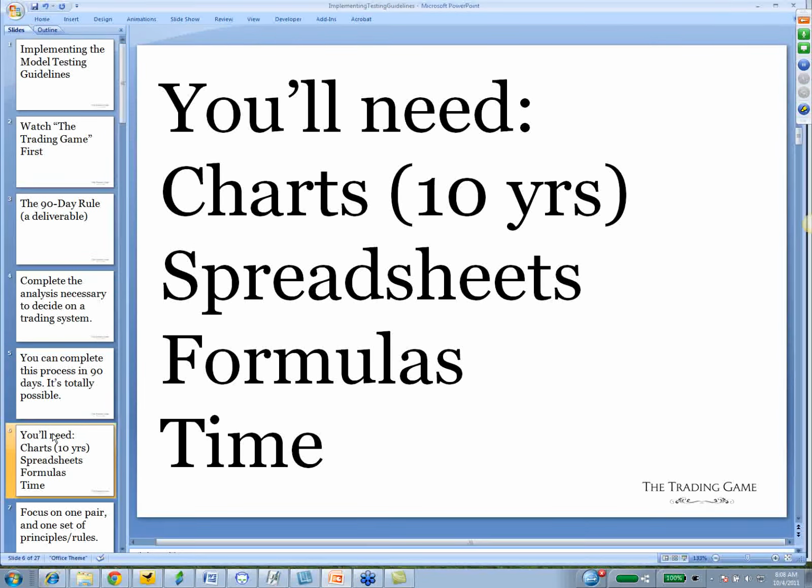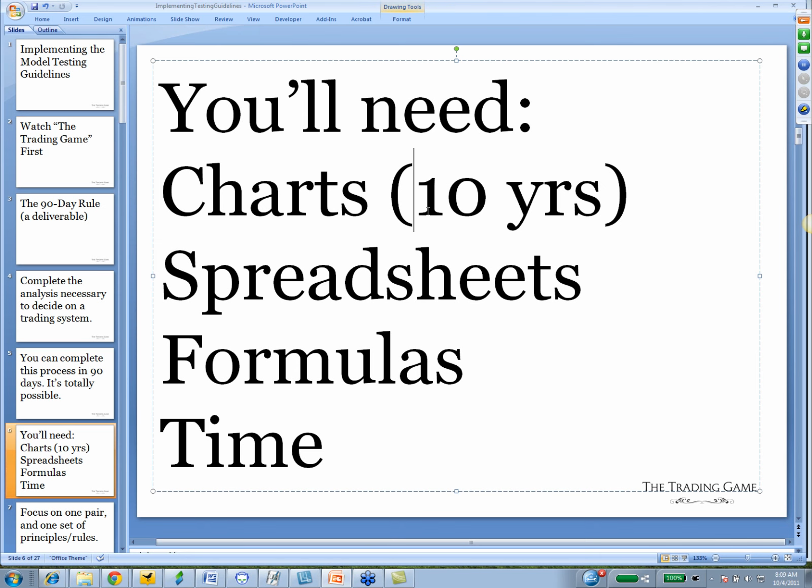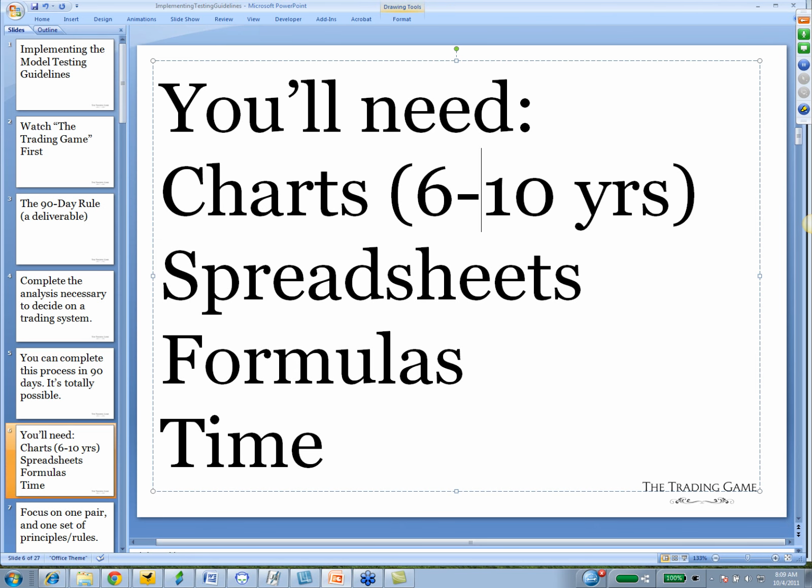You'll need charts. You'll probably want to have 10 years of data on those charts. Forex Tester makes this process very easy. TradeStation charts make this fairly easy. You could probably go back 6 years on TradeStation. That would be enough. MetaTrader makes this process possible. It doesn't necessarily make it easy.